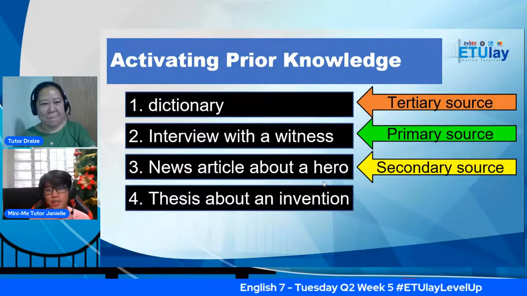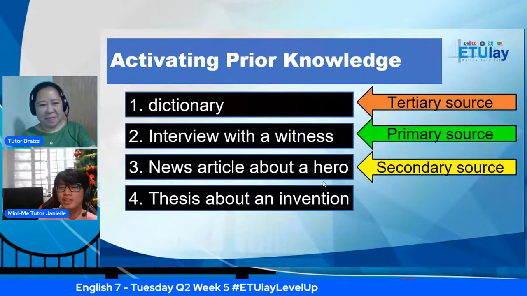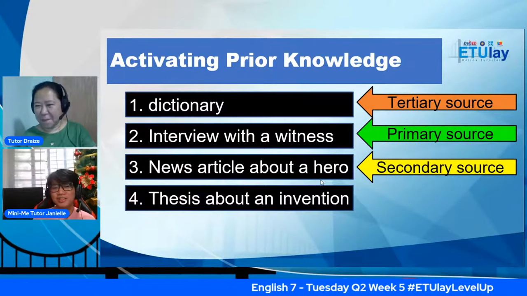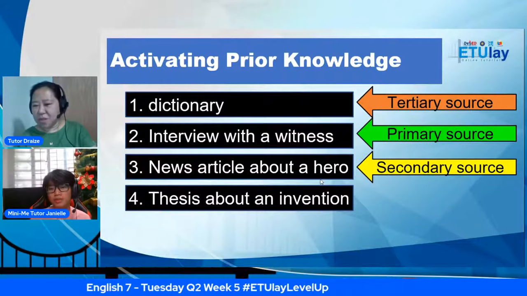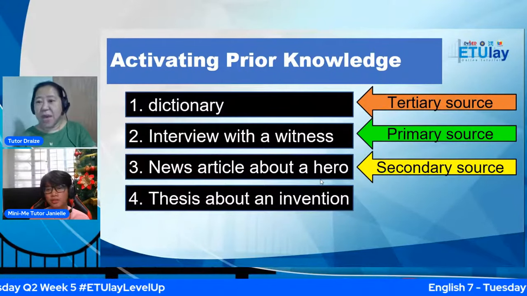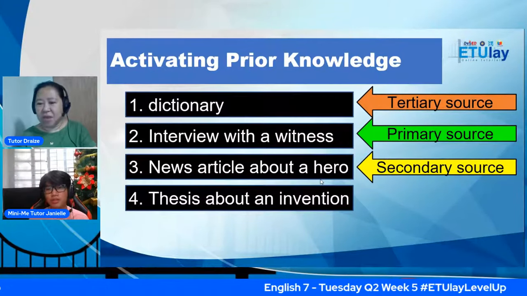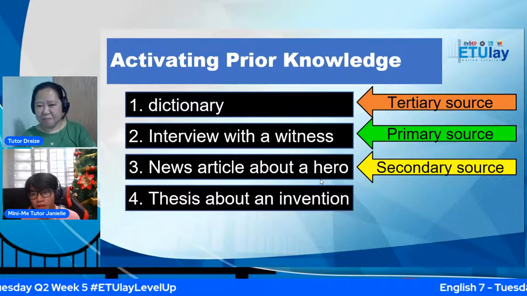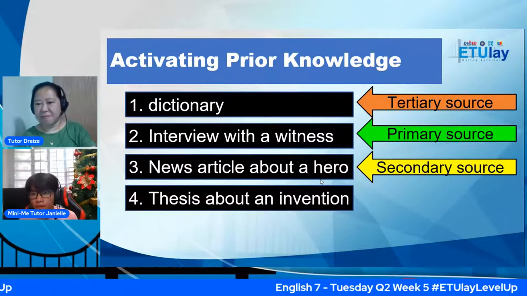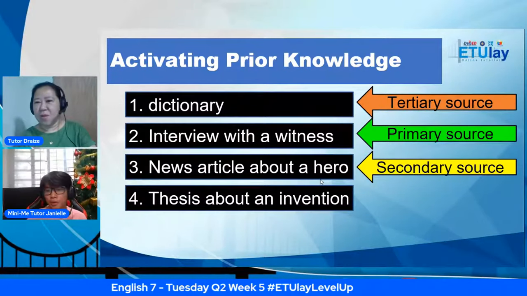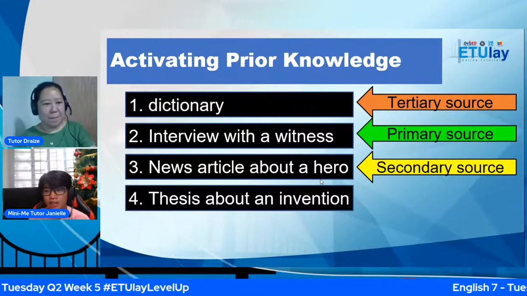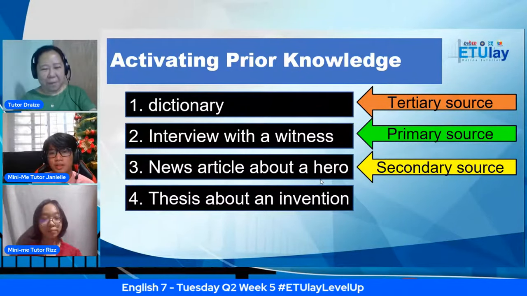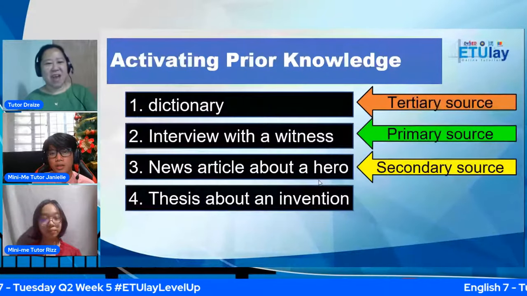So for number four, we have a thesis about an invention. I think I mentioned thesis earlier. Yes, that was part of your review. Can you guys still remember that? Okay, let's wait for their answers. Now they are still typing in their answers for number 3, and of course, they got it correctly because they answered secondary source. So now we have answers for number 4. From Mark Platon, we have tertiary. From Janet, we have secondary. And for John Kevin Dapiawen, we have tertiary. So it looks like it is tertiary that is being mentioned in our comment section. Let us check if it is correct. Okay, that is a secondary source.